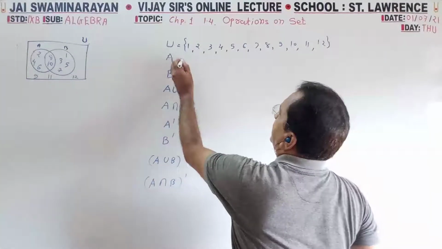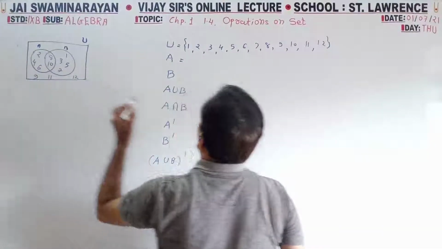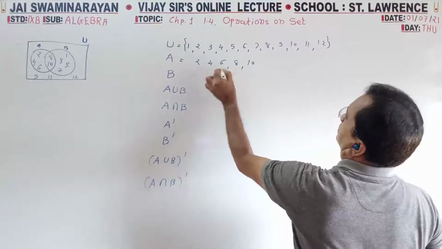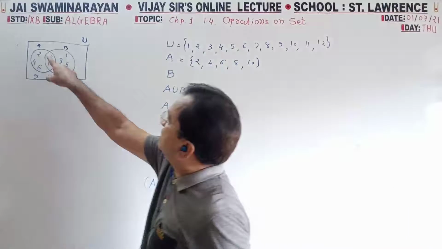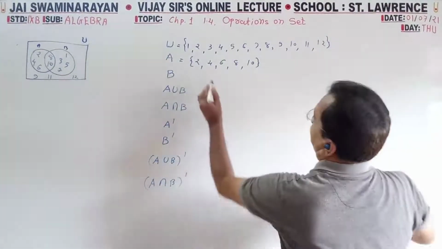Now only A means this round: 2, 4, 6, 8, 10. B means this round: 1, 3, 5, 7, 8, 10.